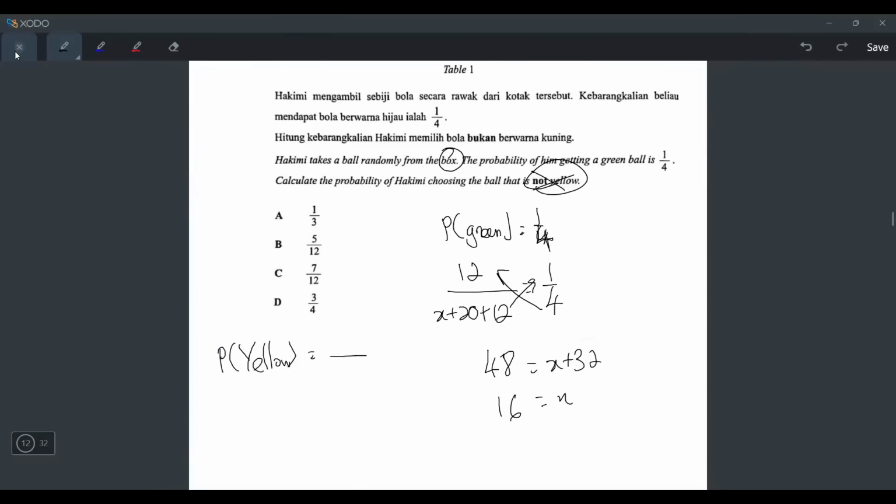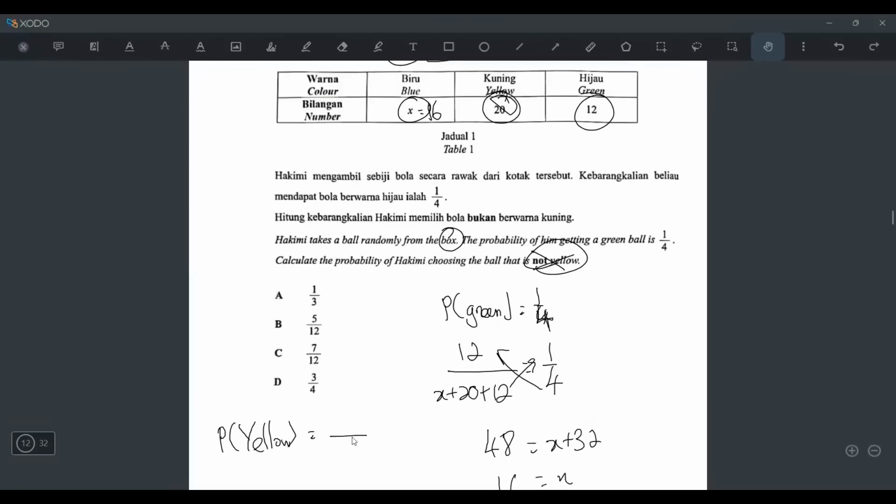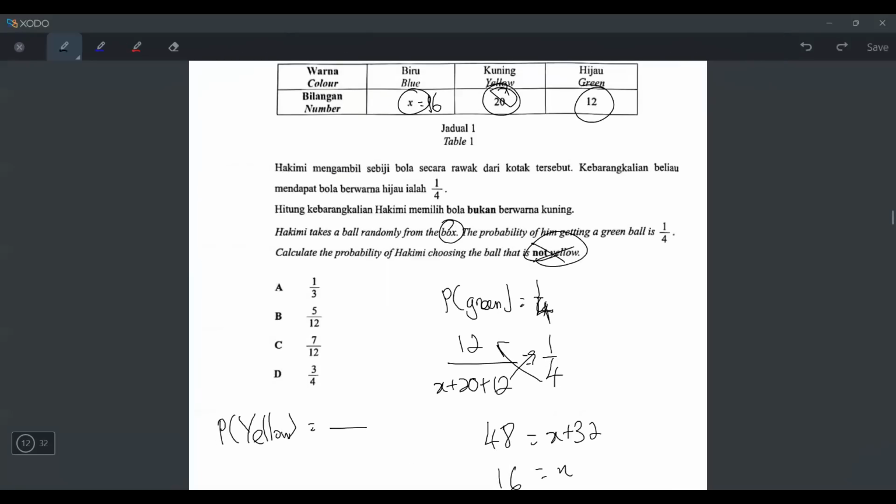We already know the total. How many? 16 plus 20 plus 12. Let's press in the calculator. 16 plus 20 plus 12. Okay, I got 48. It means the probability will be definitely over 48. But the number of yellow balls is only 20. So the answer will be, divide by 4. 4 times 5 is 20. 5/12, right? But they say not yellow, right?